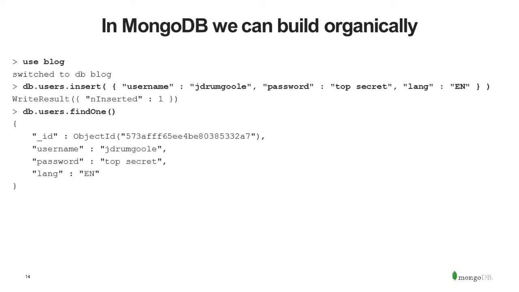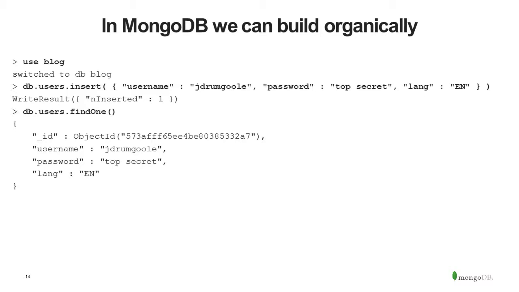So I can say use blog, switch to DB blog, and even though I have pre-populated the blog database in this case, if I had no databases, if I had no elements in this, I could just do db.users.insert, give it a username Drumgoole and a password top secret. Do not use that as a password anywhere.